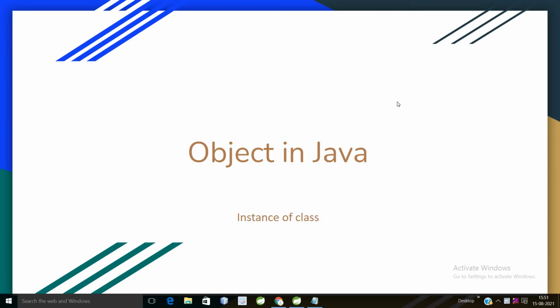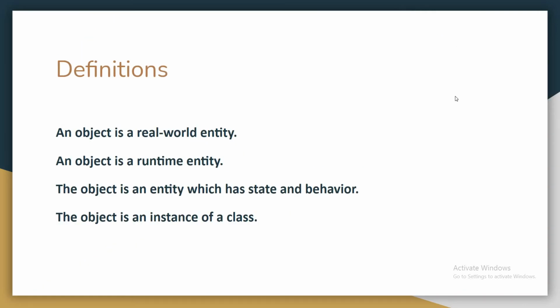In this tutorial, we are going to discuss objects in Java. An object is nothing but an instance of a class. Here are some definitions. An object is a real-world entity. An object is a runtime entity. An object is an entity which has state and behavior. An object is an instance of a class.